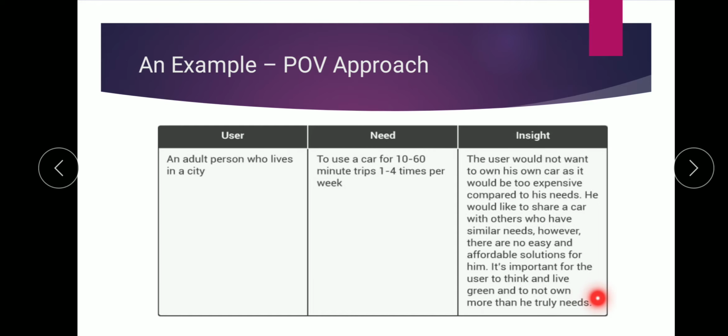It is important for the user to think and live green and to not own more than he truly needs, because a car at the end of the day becomes a luxury for him. It's too expensive when compared to his other needs. So this is the basic point of view approach.